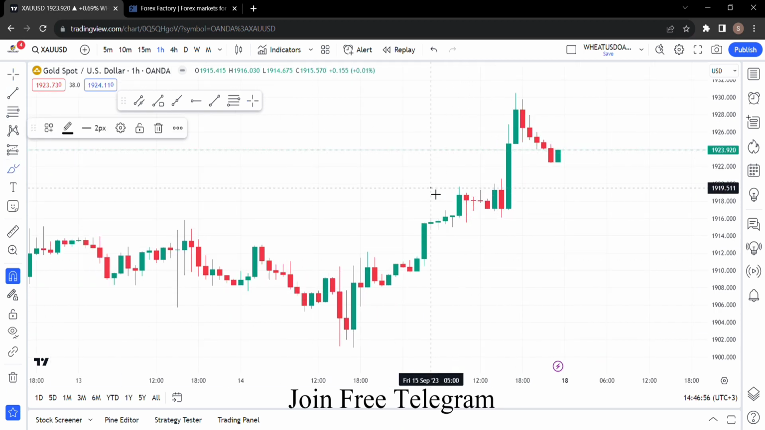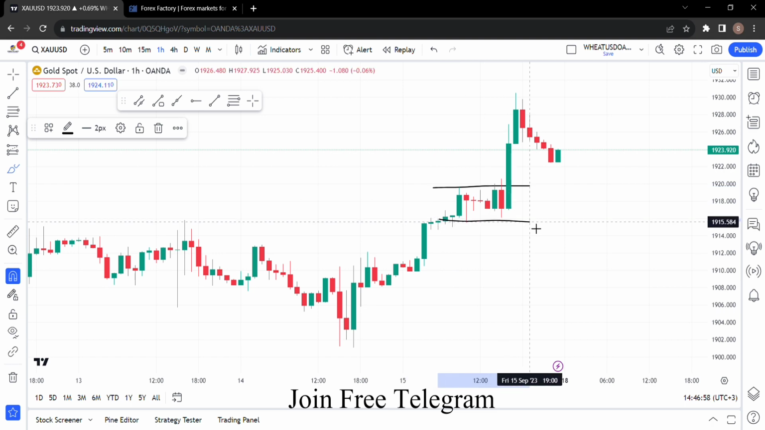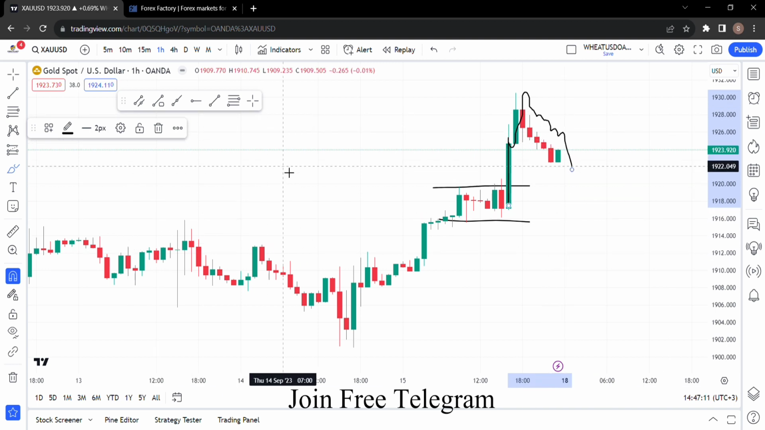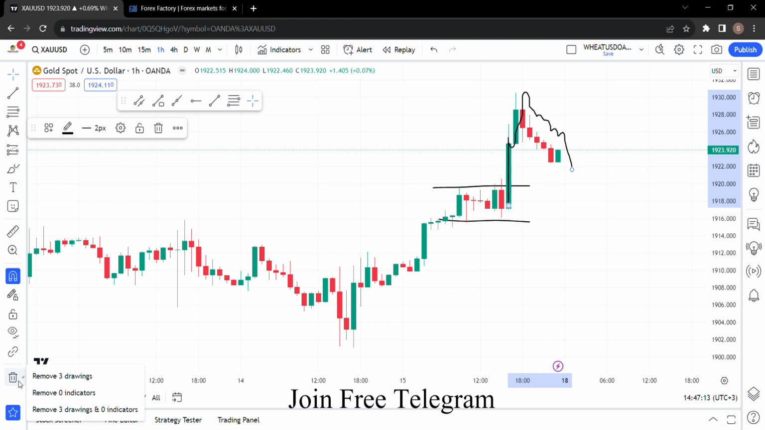that broke that zone, which was a struggling area for gold. It broke and gave a closing above the zone. Again, it retested its main resistance at 1930, and when the market was about to close, it fell. So this was a brief introduction about gold.